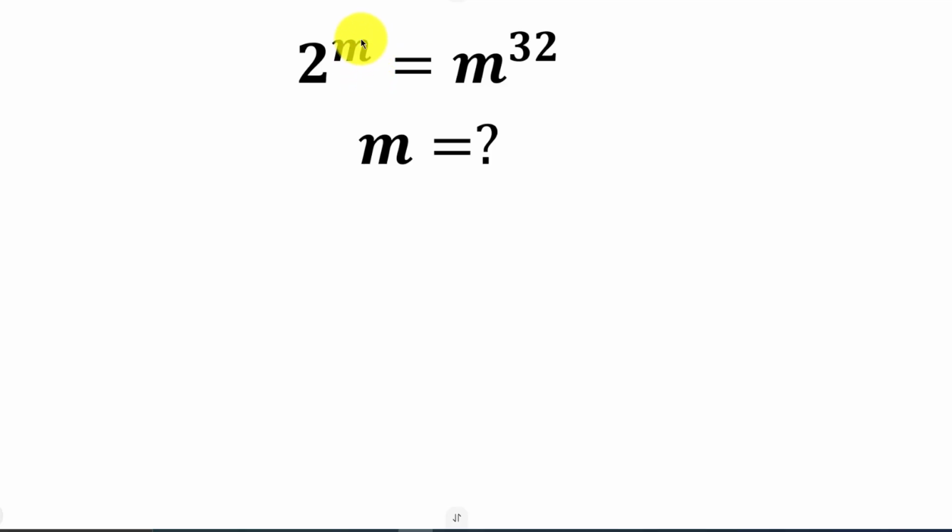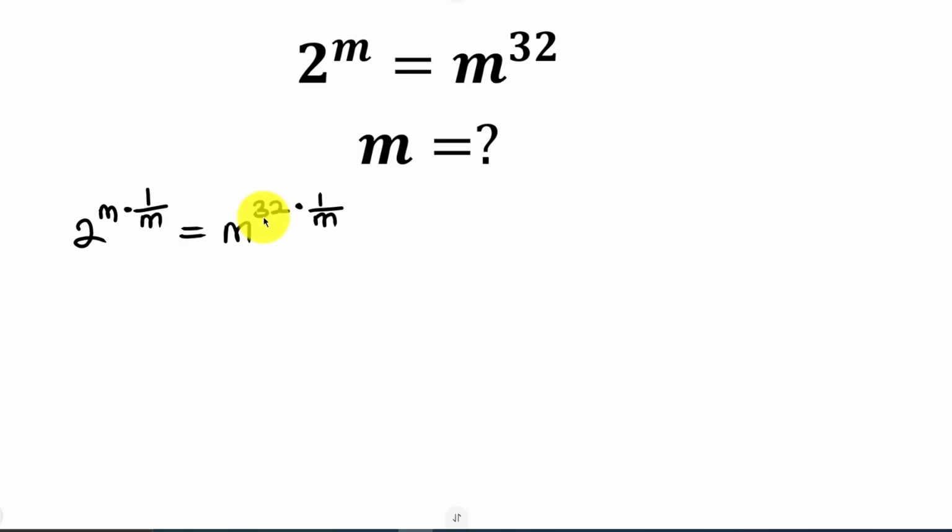So I'll start with m. So I have 2 to the power of m. In order to separate the m variable, I have to multiply the exponent by its inverse. So I'll multiply this exponent by 1 over m. This is equal to, on the right hand side I have m to the power of 32. I'll multiply by the same thing, 1 over m.